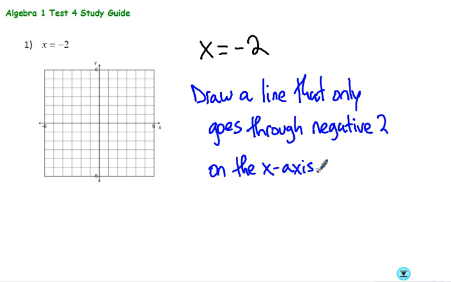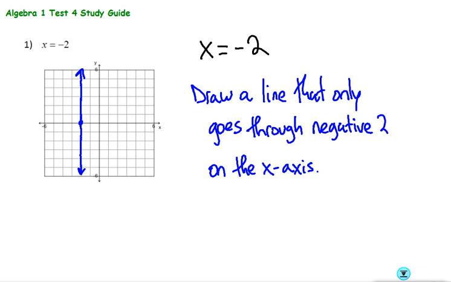Let's see, here's the x again. 0's here, so we go 2 to the left, so that would be negative 2. And then we're drawing a line that only goes through negative 2, so you'd have a line that looks like that. Alright, so go ahead and pause the video now and try number 1 on the right side if you haven't already done so. If you have already done number 1 on the right, then we're going to check it here in a second.